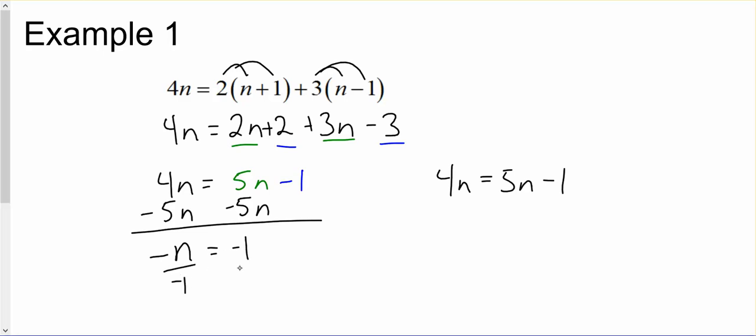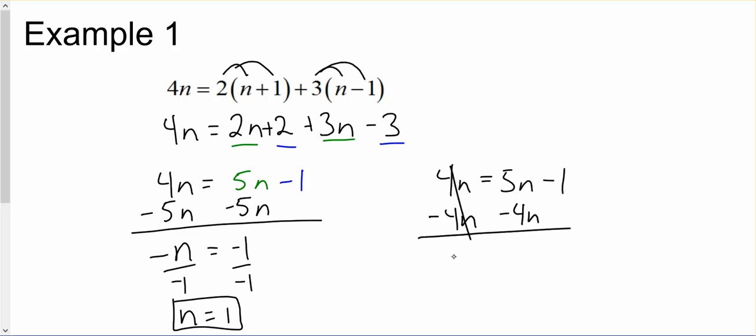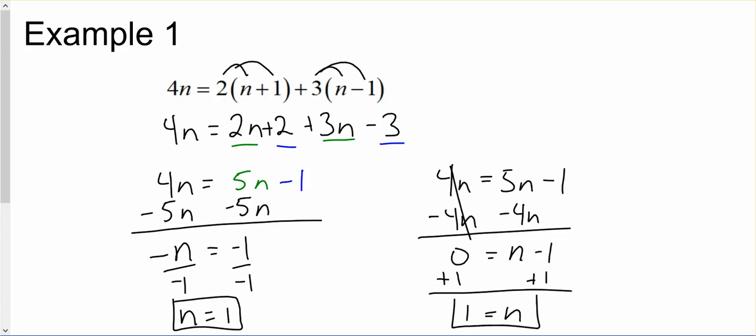We need to divide by negative 1, and so we get n equals 1. But if I moved it to the right, I'd subtract 4n, and I'd end up with a 0 over here, but I'd have n minus 1 equals 0, so then I'd add 1 and add 1, and I'd get n equals 1 that way.